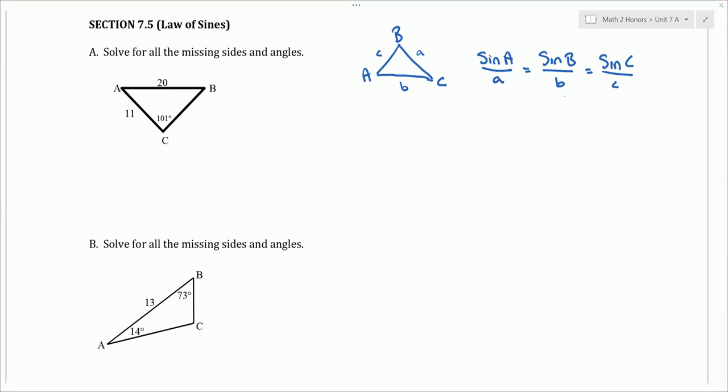So in our problem here, we're trying to find all the missing sides and angles. So we're missing angle A, we're missing angle B, so I need the measure of angle A. I want the measure of angle B, and we're missing side a.